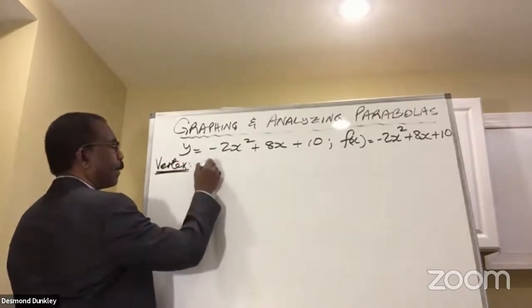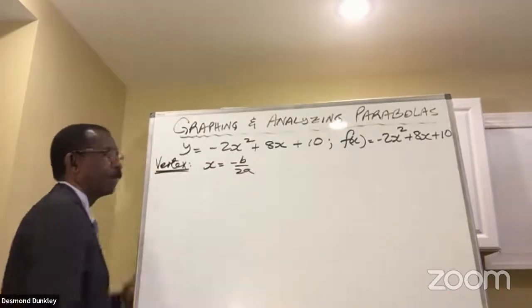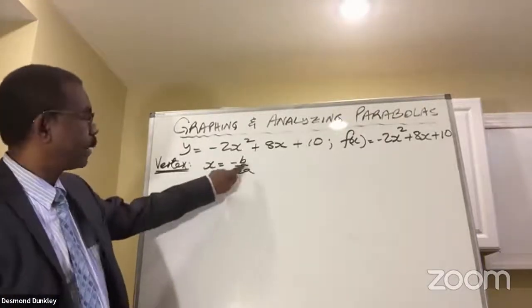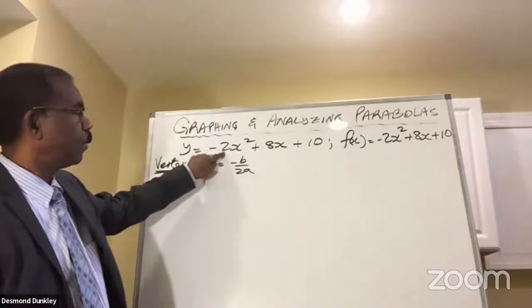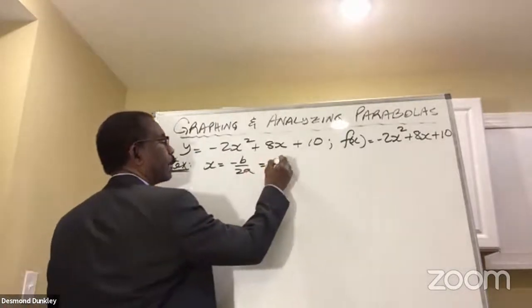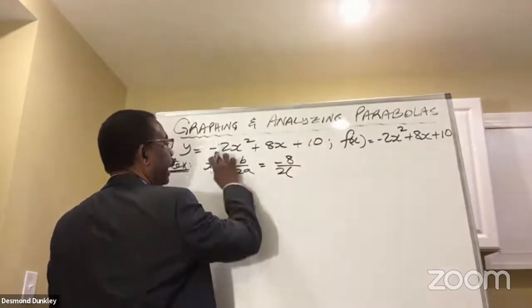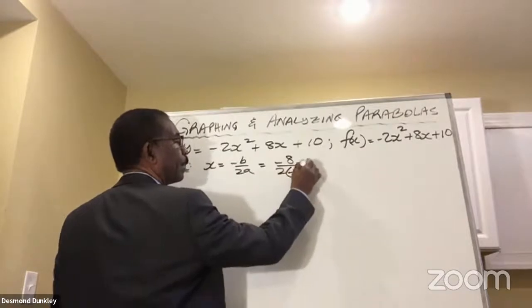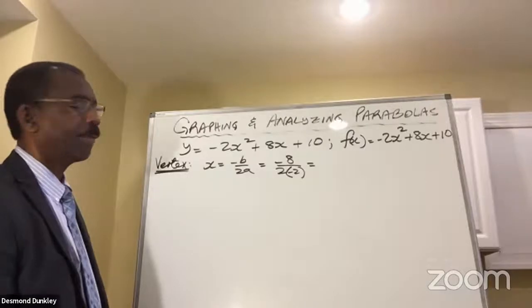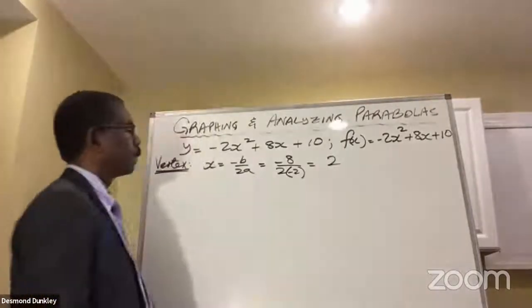For the x value it is minus b over 2a. That's the definition of the x value at the vertex. So what do we have here? It's going to be equal to minus 8 over 2 times, what is a? Negative 2. So in this case, it's going to be negative 8 divided by negative 4, and we get positive 2.